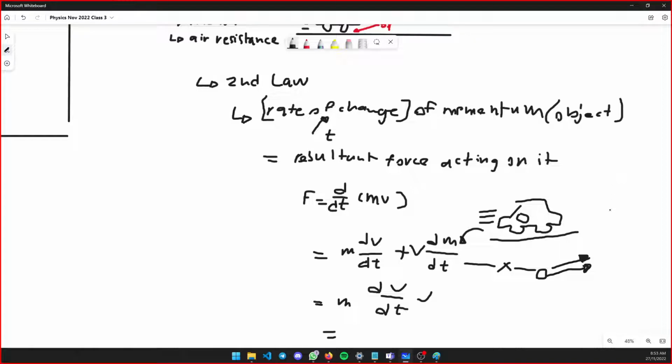But for a car or a rocket ship, sorry for my bad drawing, there is a change in mass. So expect that whenever there's a car or a rocket or anything with combustible fuel, there will be a dm/dt. You will use dv/dt and also dm/dt, so both of these will be taken into account, unless they state that the velocity is constant.